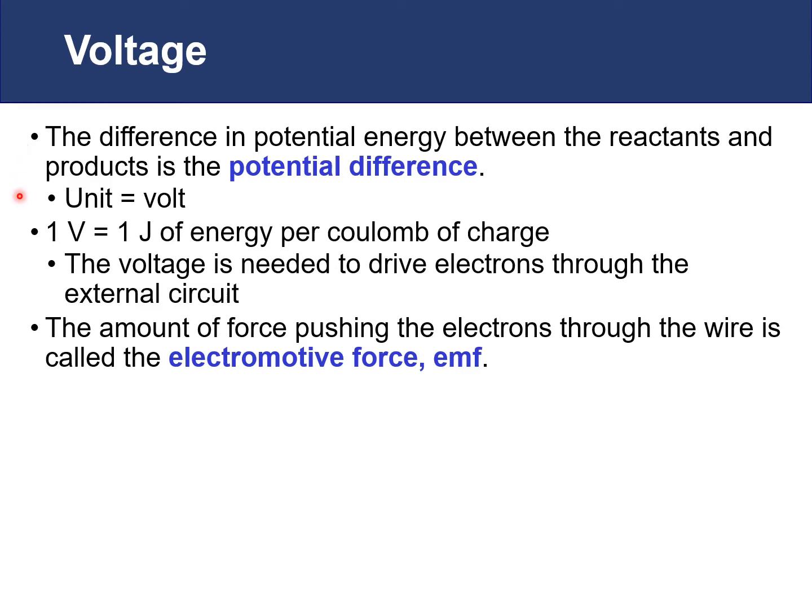1 volt is equal to 1 joule of energy per coulomb of charge, and it is the voltage that is required to drive the electrons through the external circuitry. If you didn't have that potential difference, then the electrons would not flow from your anode to your cathode in a voltaic cell. The amount of force pushing the electrons through the wire is called the electromotive force, or EMF.